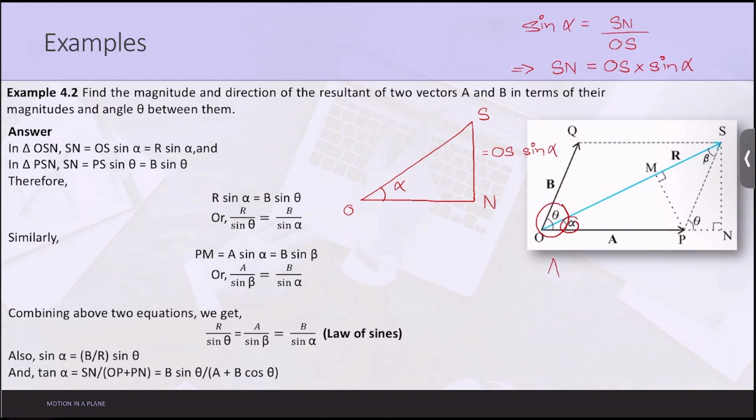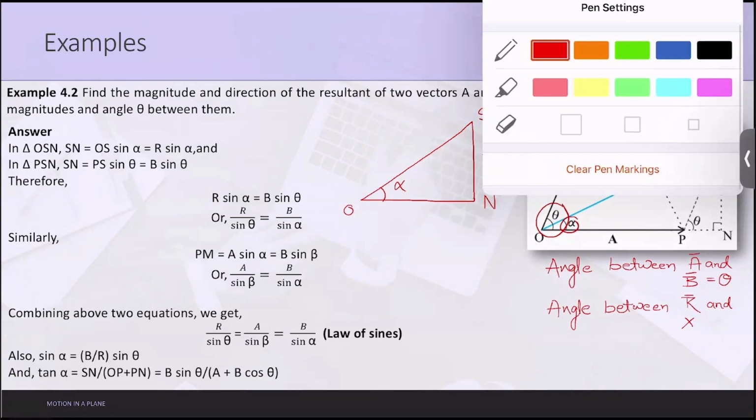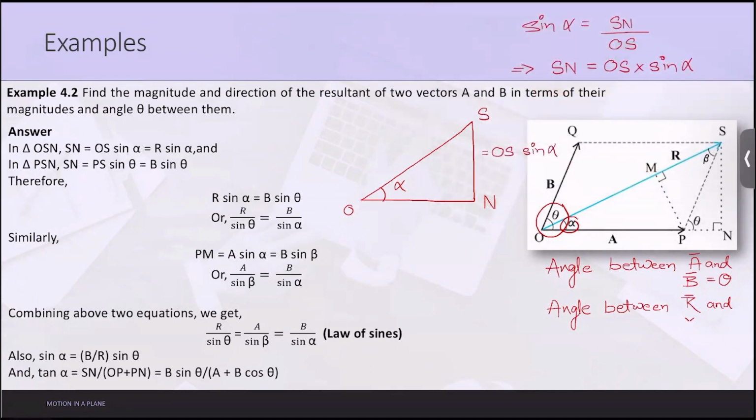I will write it here also, so that the angle between A and B is equal to theta, and the angle between the resultant R and A bar is equal to alpha.